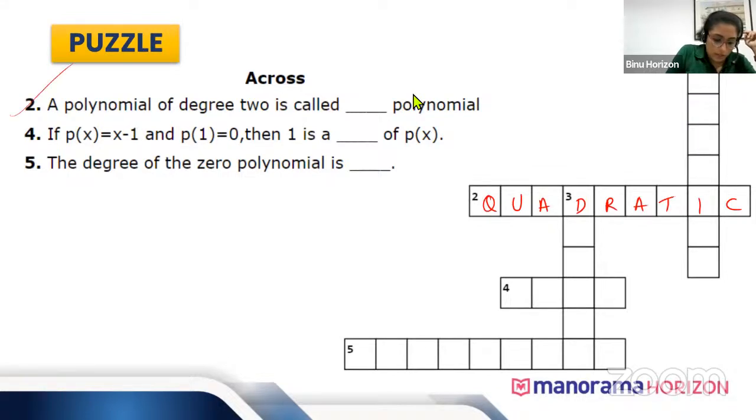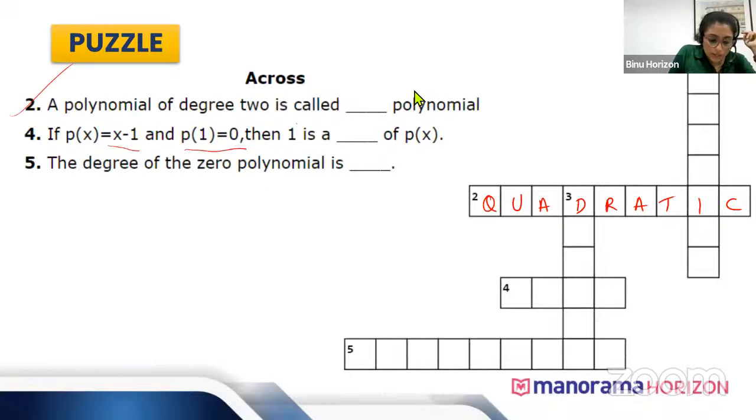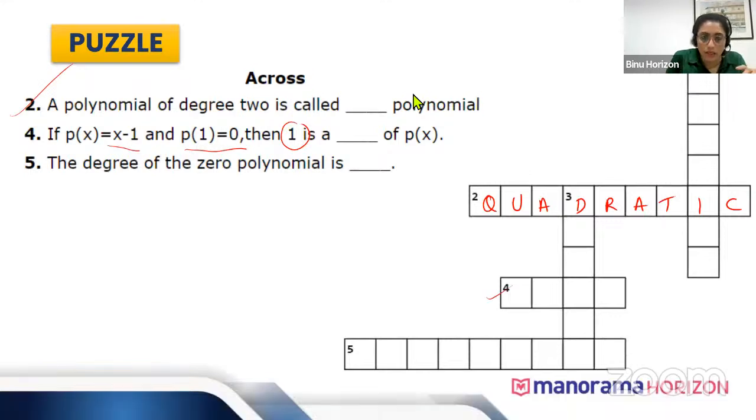Now, second: if P of x is equal to x minus 1 and P of 1 is equal to 0, then 1 is a dash of P of x. I told you, you have P of x and you substitute 1, and you get 0, then 1 is a zero of P of x. Is it root or zero? I need 4 across. Both have 4 letters. The correct answer is zero.